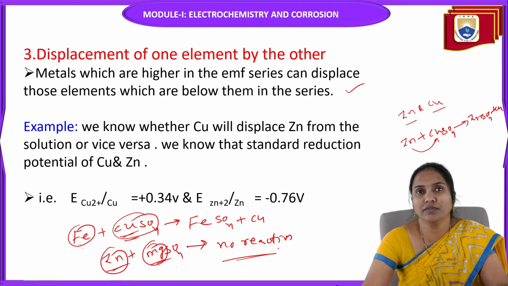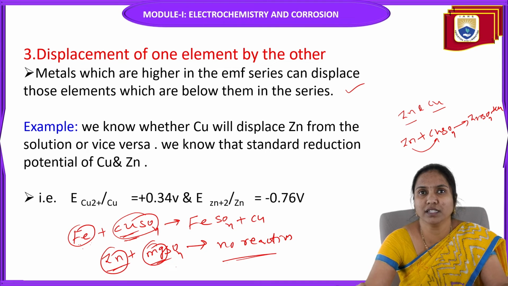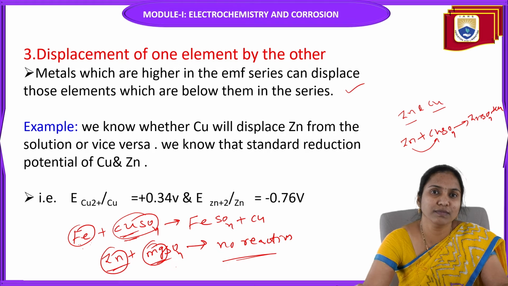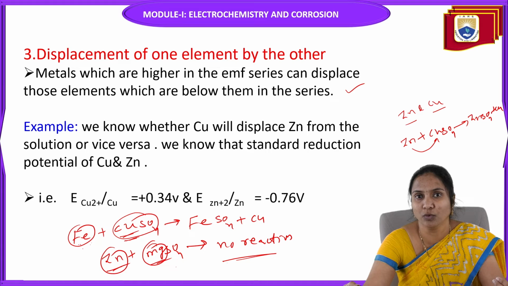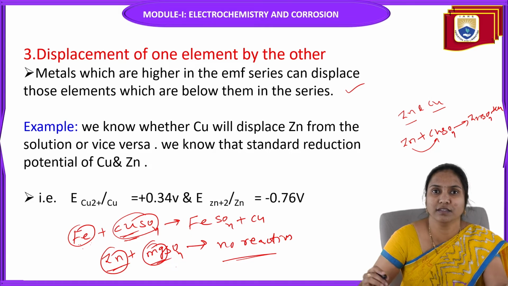So what is the meaning of this? Any metals which are higher in the EMF series easily displace those which are below them in the electrochemical series. Which metals are above and which metals are below in this series, we can easily understand by using this electrochemical series.